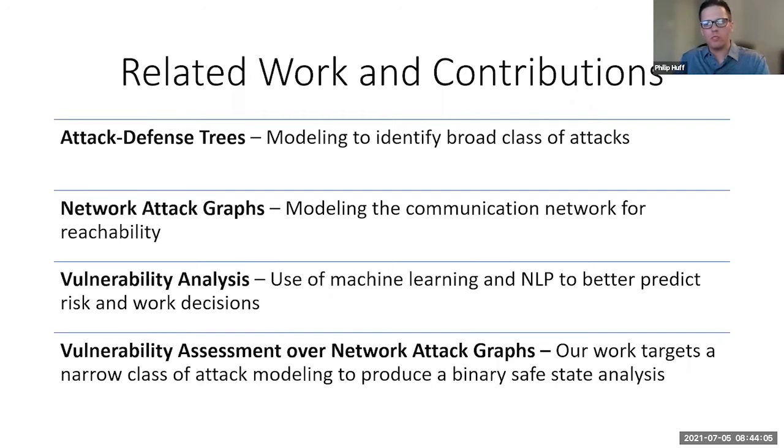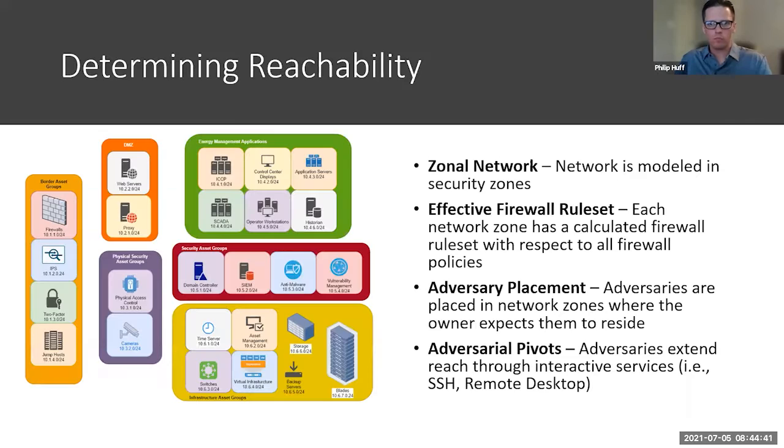This work has its origins in attack defense trees and network attack graphs. However, much of the work in attack trees applies more generally to adversaries and defenses and produces many outputs. There has also been a lot of work in automating vulnerability analysis, but the output is often a risk score and requires further analysis to act. So our work uses network attack graphs to target the specific problem of vulnerability analysis and produces a binary safe state analysis, which means operators can act to mitigate the vulnerability without further analysis.